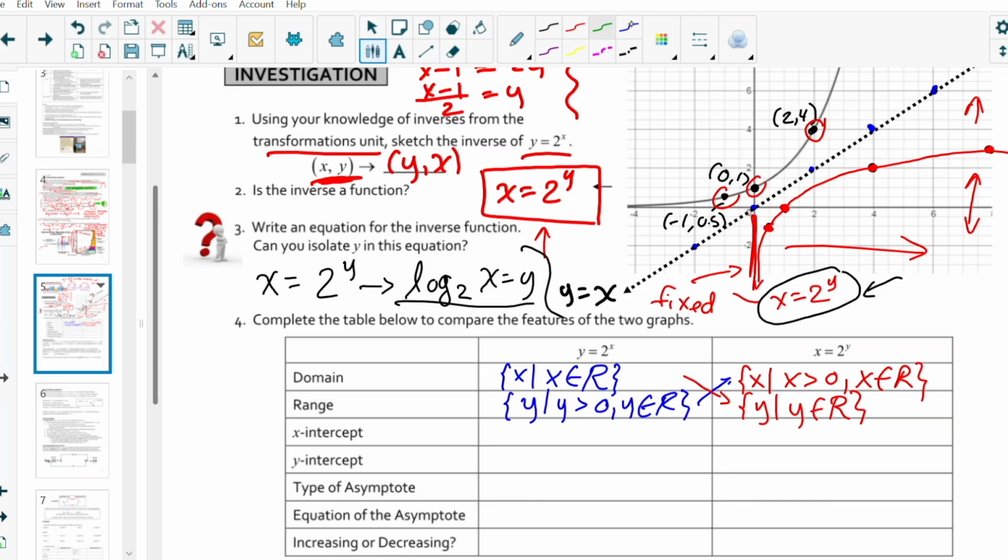Okay, x-intercept of the exponential function y equals 2 to the x: none. Y-intercept of the exponential function: 1. Well, what about the x-intercept of the inverse function here? Well, that's 1, right here. And the y-intercept, well, it doesn't touch the y-axis, so none.